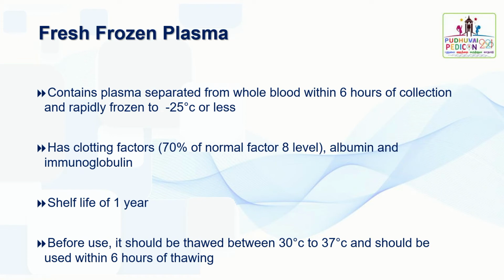Coming on to fresh frozen plasma. It contains the plasma separated from whole blood within 6 hours of collection and rapidly frozen to minus 25 degrees centigrade or less. It is rich in clotting factors, about 70% of the normal factor 8 level, along with immunoglobulins and albumin. It has a shelf life of around 1 year. Before use, it should be thawed between 30 and 37 degrees centigrade. It should be used within 6 hours of thawing, and the transfusion should be completed within 30 minutes.